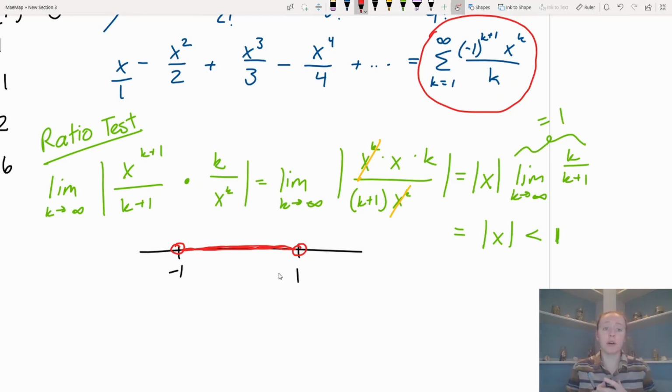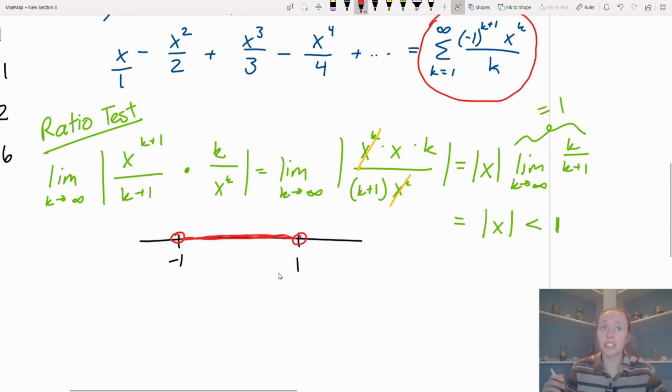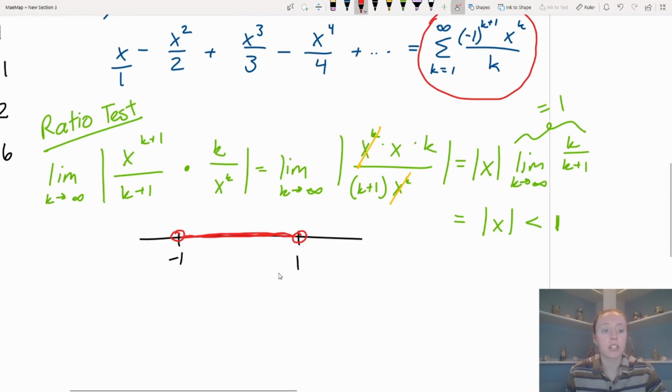So this is where we're going to test our endpoints. Like I said, this video is going to be an overall review of a couple of different things that we've previously learned, getting into representing that real number, really hitting this power series stuff home. And so let's continue on and review testing the endpoints.